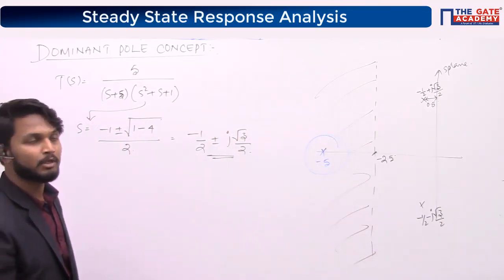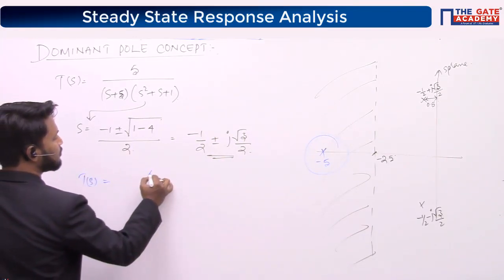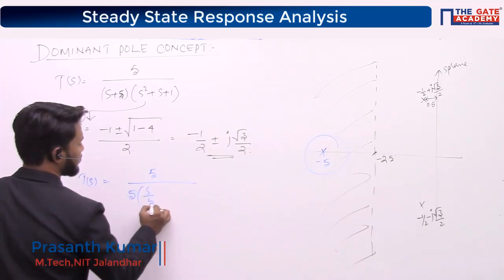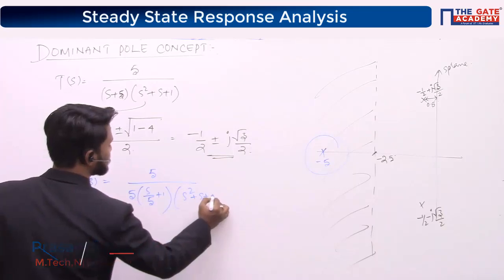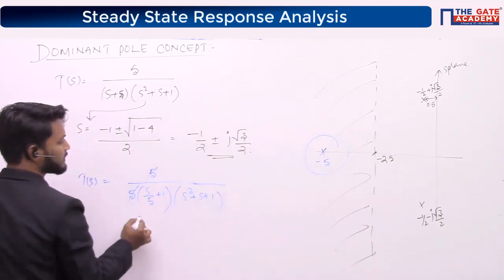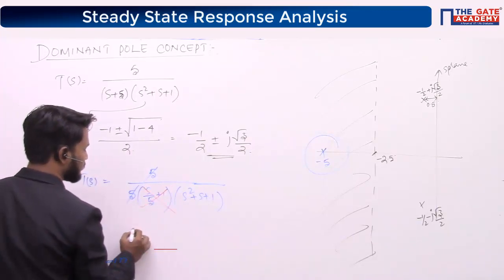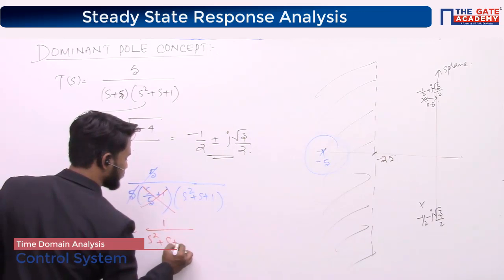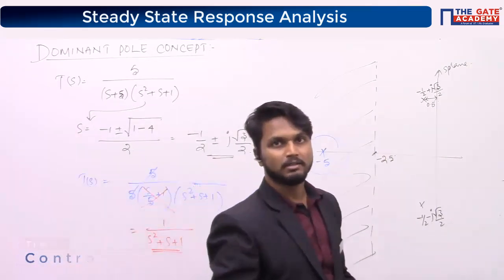Time constant form. Therefore, T of S is equal to 5 divided by 5 into (S by 5 plus 1) multiplied by (S square plus S plus 1). This 5 and 5 get cancelled, and you can straight away eliminate this. Therefore, it will be 1 divided by S square plus S plus 1. So option D is the correct answer.